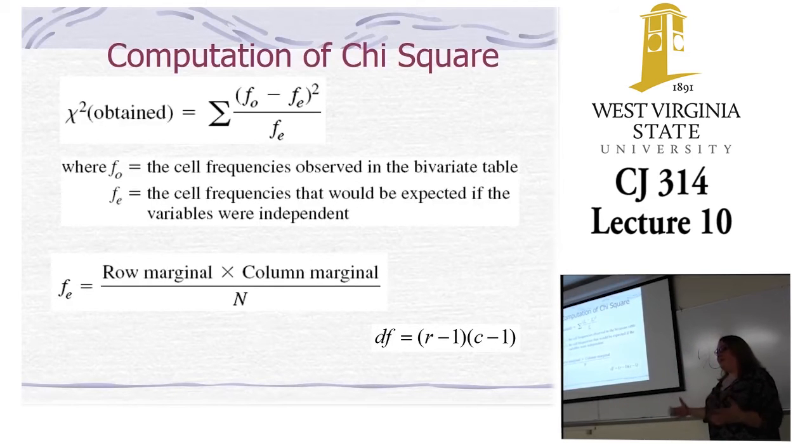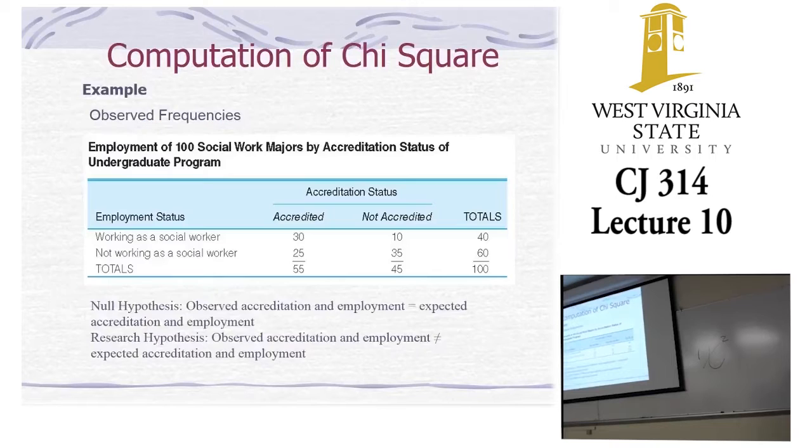Okay, let's see what this looks like. This is another one of those tests where you're never going to do it by hand, but I'm going to show you so that you know what it means when you read about it. Here we're looking at social workers. We're looking at accreditation status. Was their school accredited or not accredited? And are they working as a social worker or working in a different field?